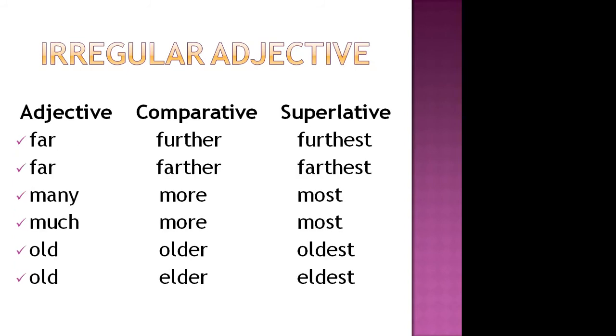Far, further, furthest. Far, farther, farthest. So what is further and farthest? Because the positive degree is the same. That is, the adjective is the same. Further is for supplementary and farther is for distance. Further means more. Further correspondence. Further studies. He is going abroad for further studies. More studies.